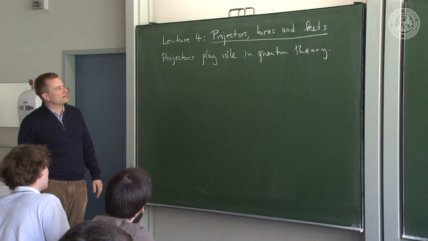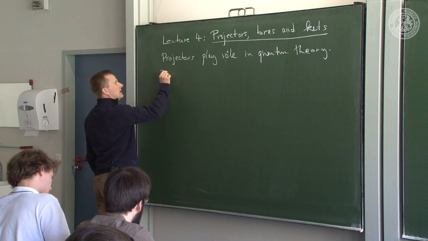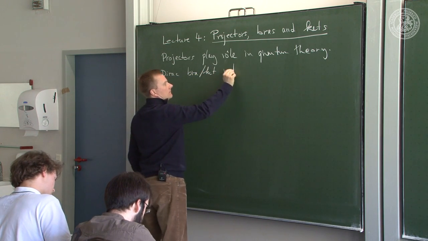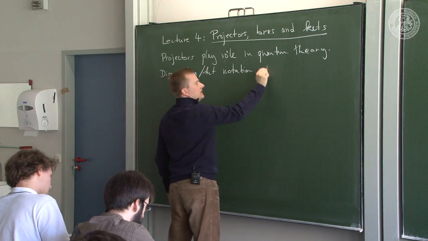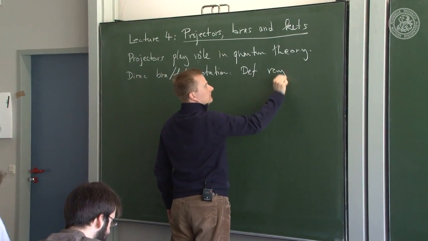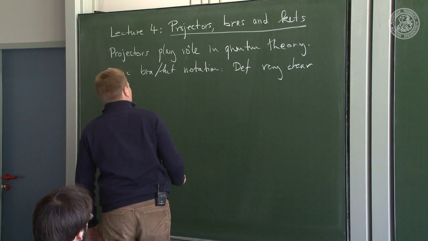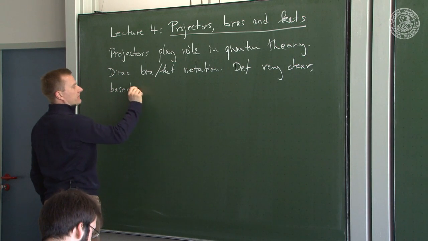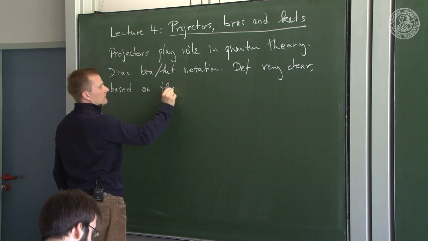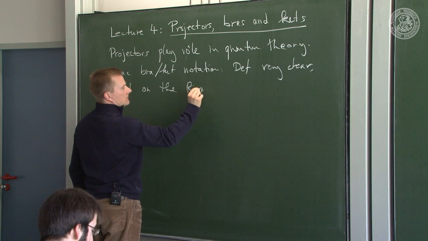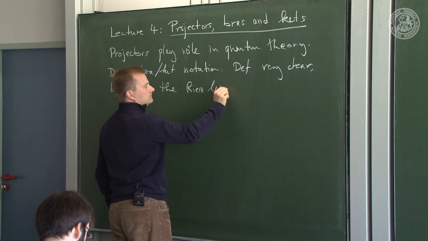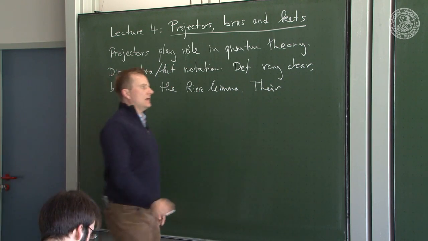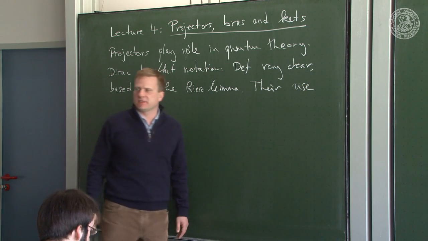The second topic of the lecture are the so-called bras and kets. So that's the Dirac bra and ket notation. And their definition is very clear and is based on the so-called Riesz lemma that we're going to prove. Their use in quantum mechanics is very intuitive.